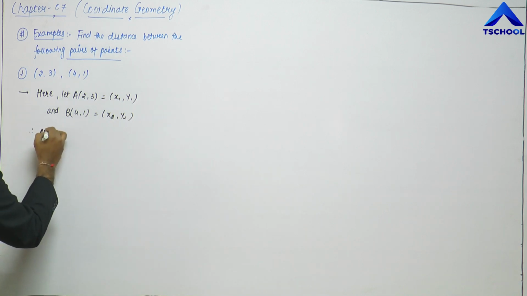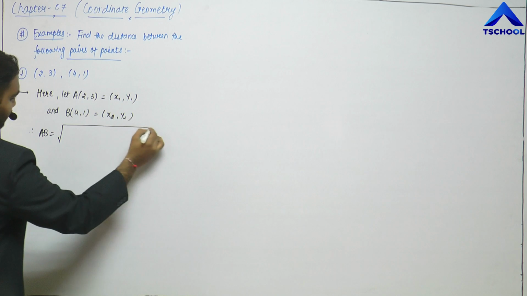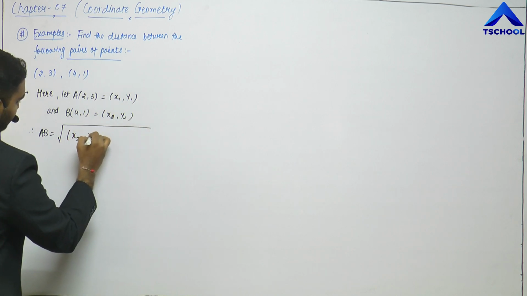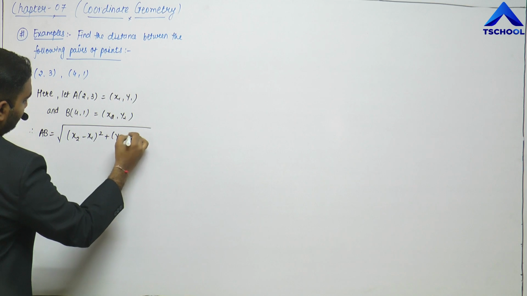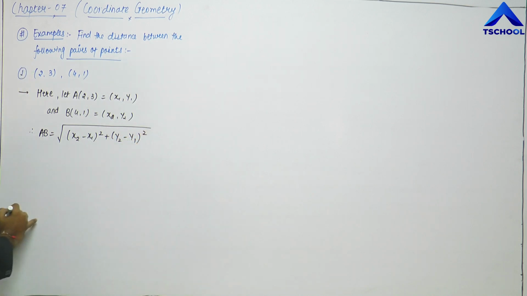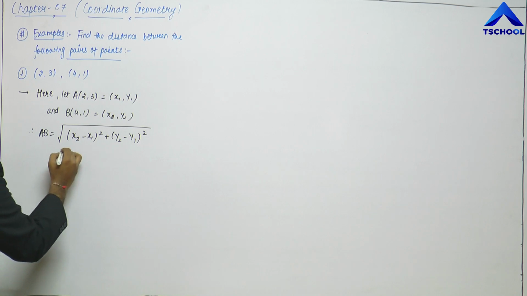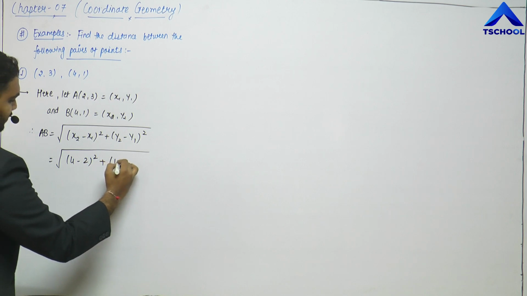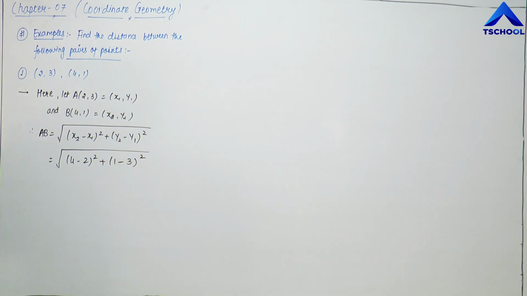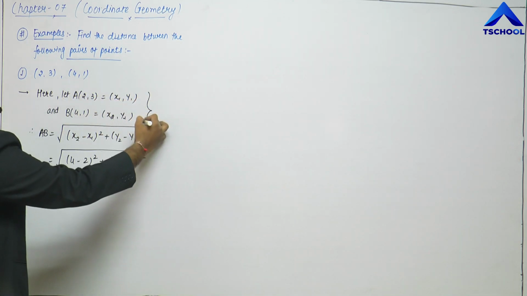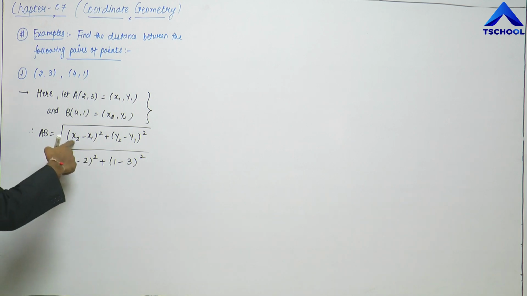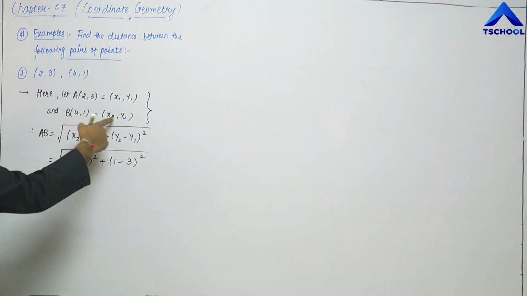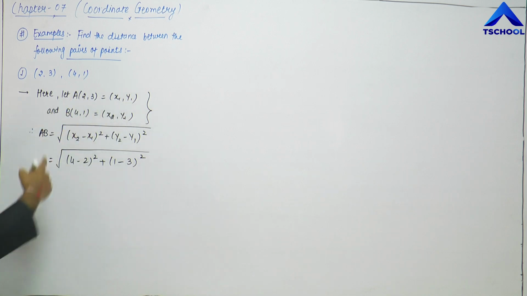Therefore the distance formula AB is given by square root of x2 minus x1 whole square plus y2 minus y1 whole square, right? That simply gives me x2, that is 4 minus 2 whole square plus 1 minus 3 whole square, right? I have simply put down the values from the points x1 y1 and x2 y2, that is x2 equals to 4, x1 equals to 2, y2 equals to 1 and y1 equals to 3.